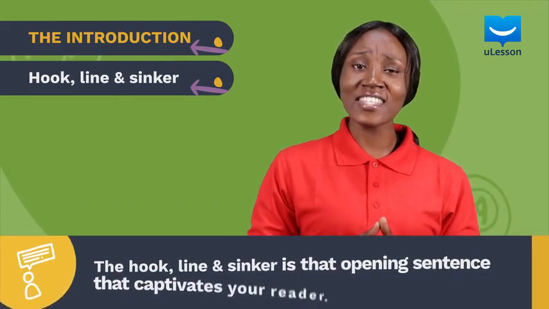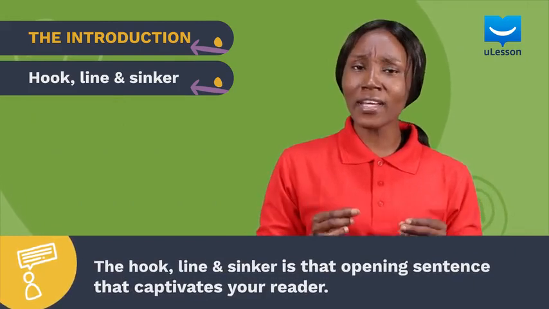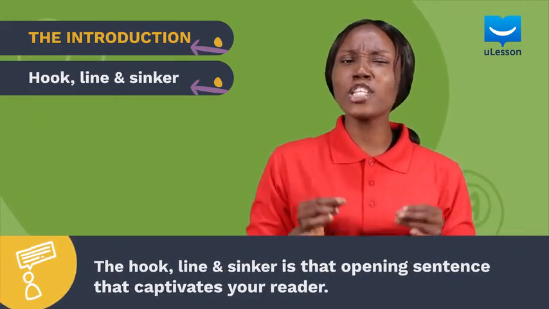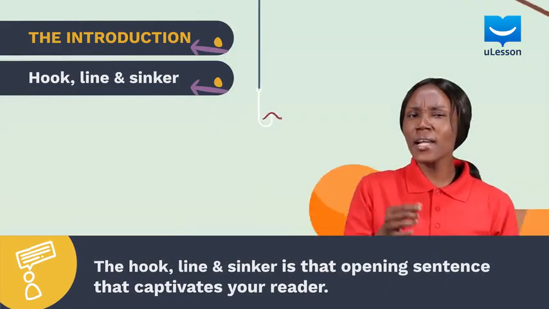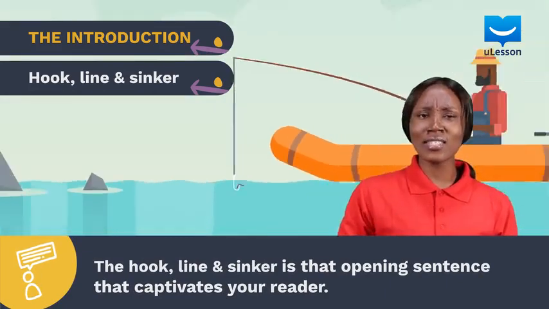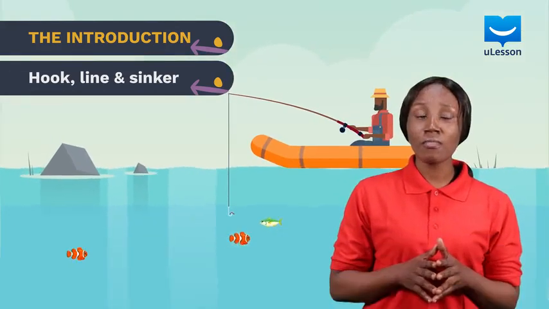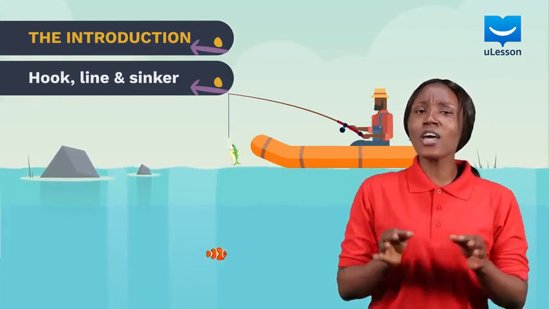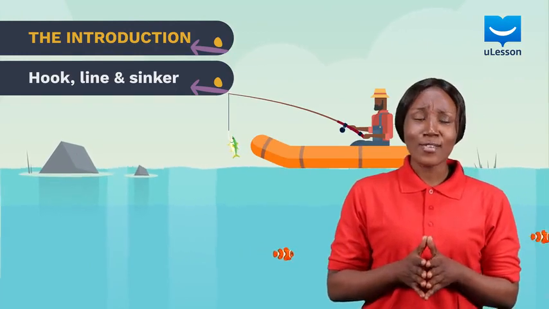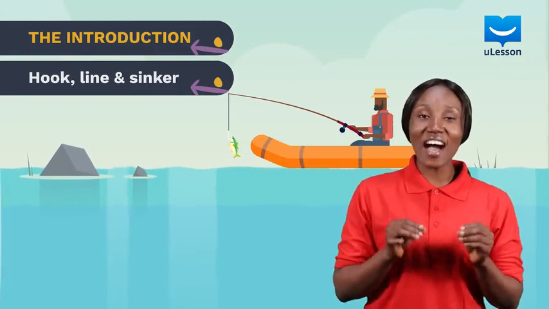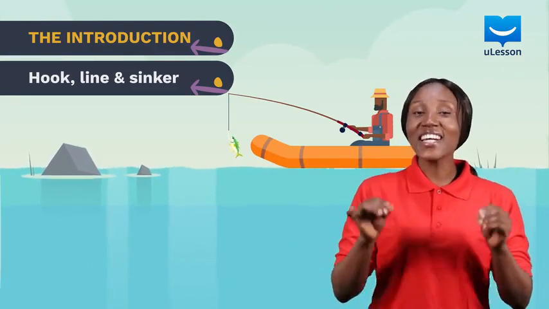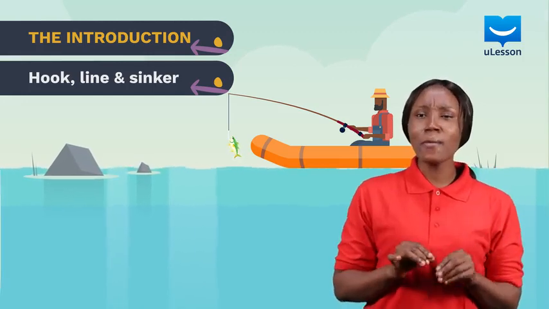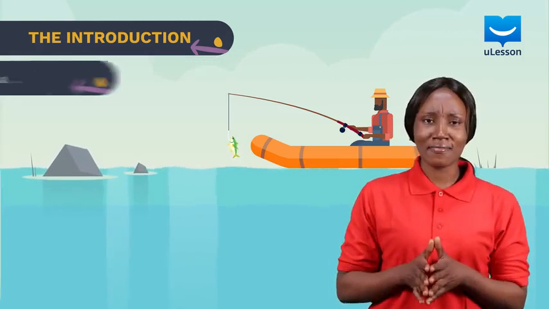The hook, line, and sinker is that opening sentence that captivates your reader like a bait placed on a hook and thrown into the sea to catch a fish. The fish is totally lured by the sight of the bait without knowing it is a trick. So your opening sentence must have that same effect to capture your reader's attention before they even realize it.